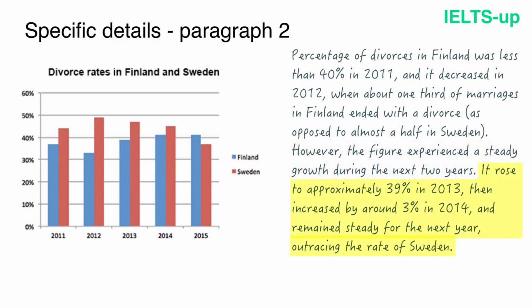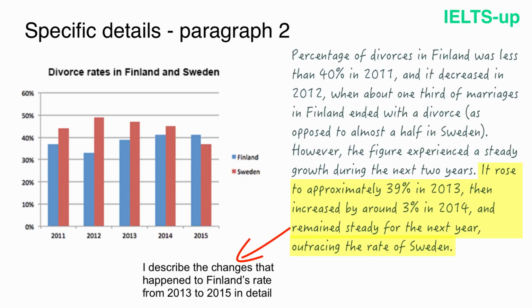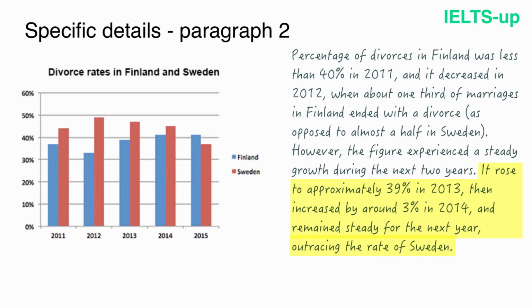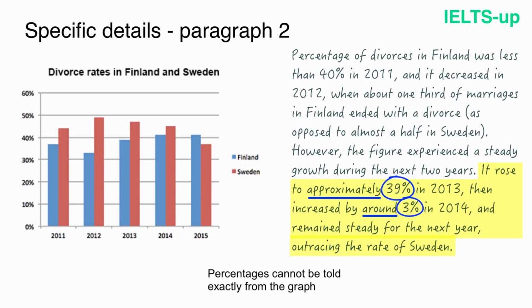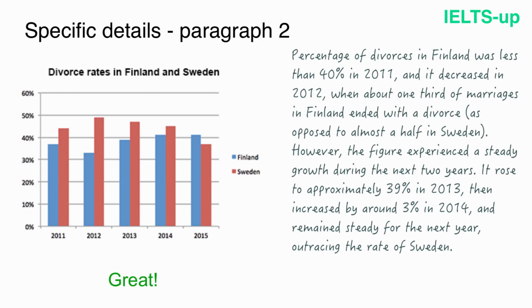In my last sentence, I describe the changes that happened to Finland's rate from 2013 to 2015 in detail. You can see that I use the words "approximately" and "around" to show that I describe percentages, which cannot be told exactly from the graph. Great! That's all with our second paragraph with specific features.